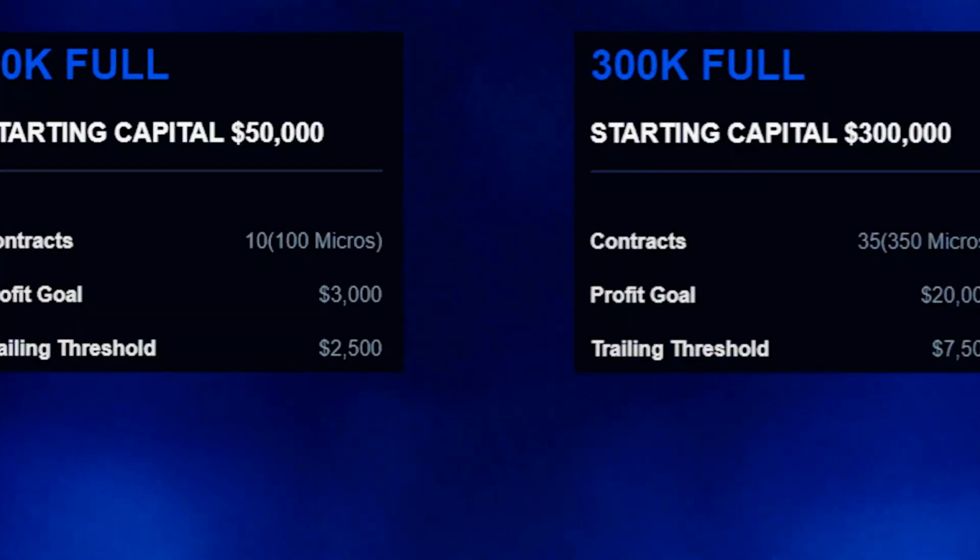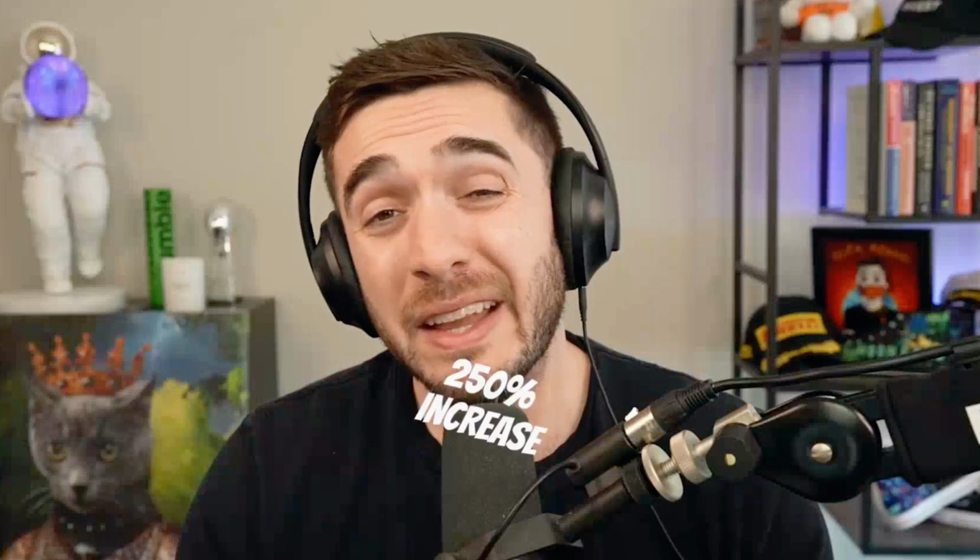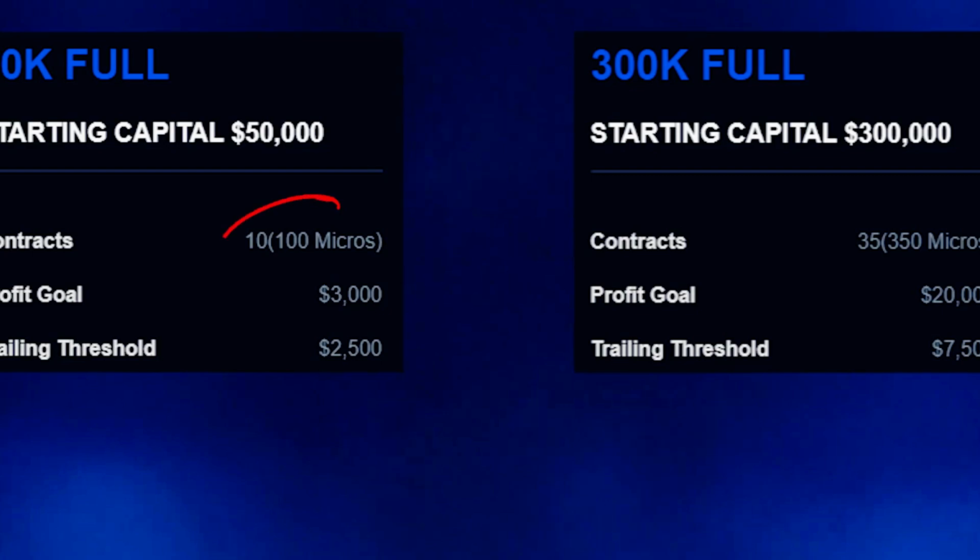To go from 50K to 300K, that would be a 500% increase. So that's kind of our line in the sand. That's our measuring stick. On a 300K account, you could trade 35 contracts. On a 50K account, you could trade 10 contracts. That's a 250% increase, which isn't necessarily in line. It's not necessarily linear, but as I said before, I don't find that one to be that egregious.